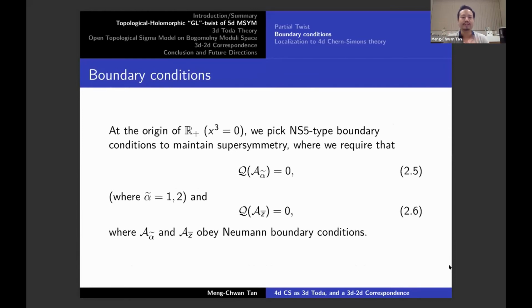So we have a few choices. For our purposes, at the origin of R plus, the first boundary here, if you look, it's a strip here, the first boundary here. So we pick an NS5 type boundary condition. Okay, so why do we say NS5?